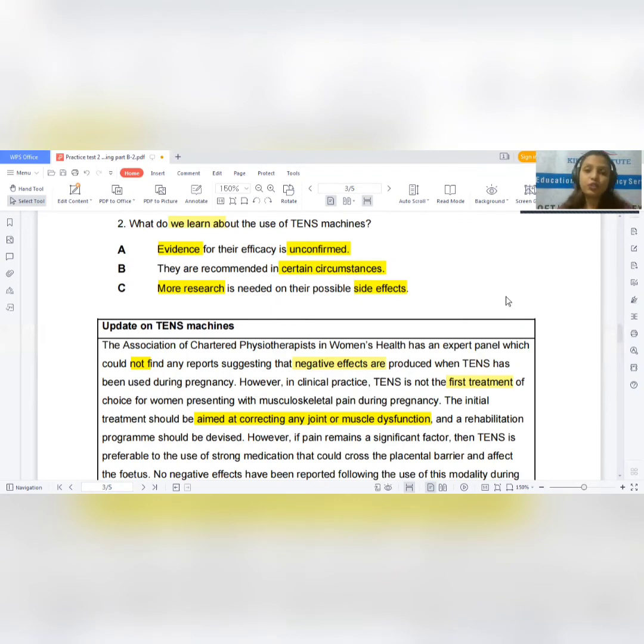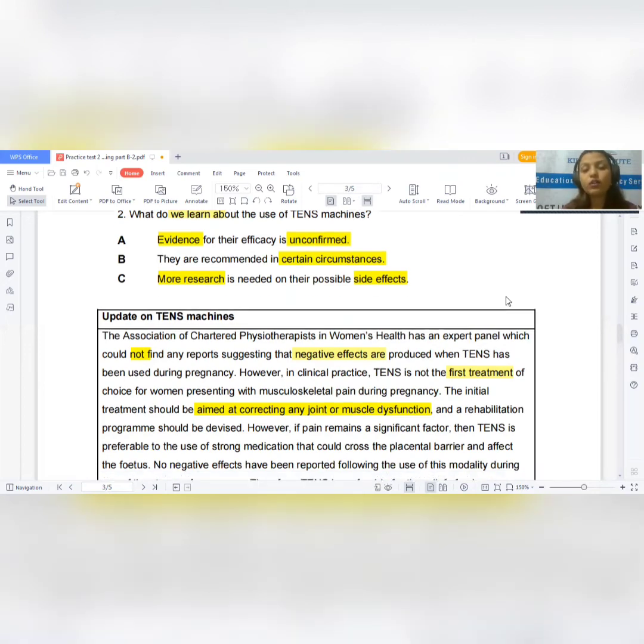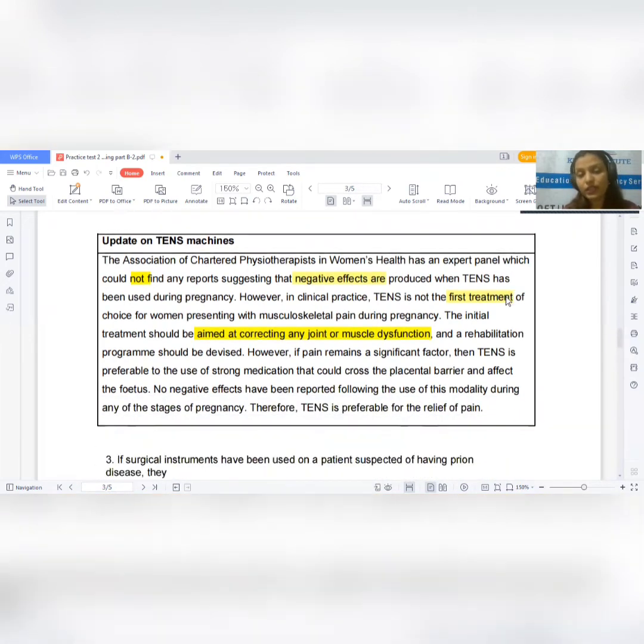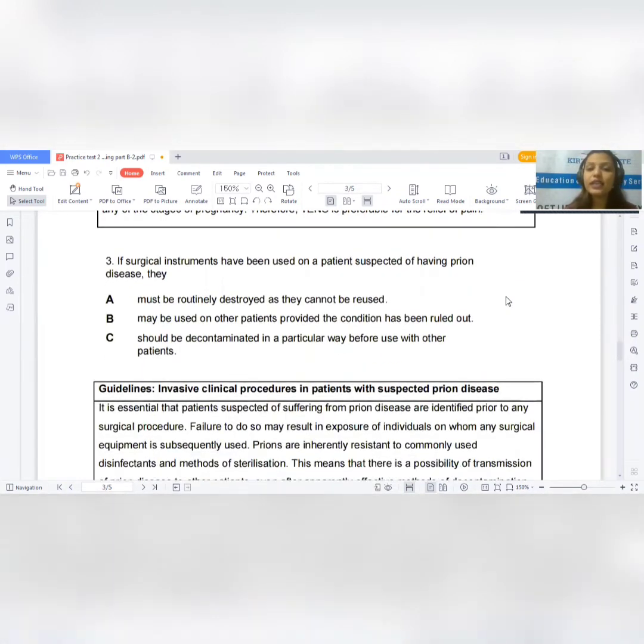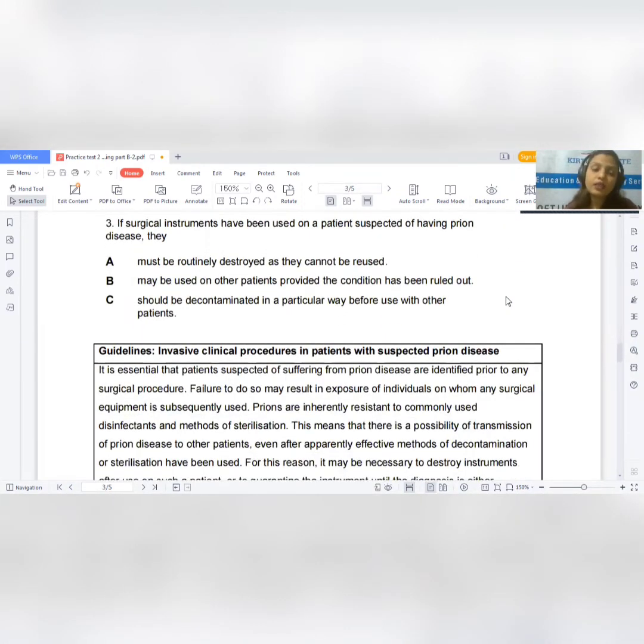For the first two questions which we have seen, the first was about the purpose and the second was about finding the gist. Both are about finding the overall meaning of the text. This requires our comprehension and detailed reading. We have not skimmed and scanned for this part. We are reading in detail and trying to think about it, about what the writer exactly wants to convey through this text. Now let us see the third question. If surgical instruments have been used on a patient suspected of having prion disease, they should be done what?